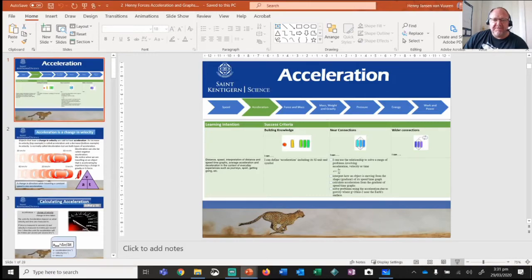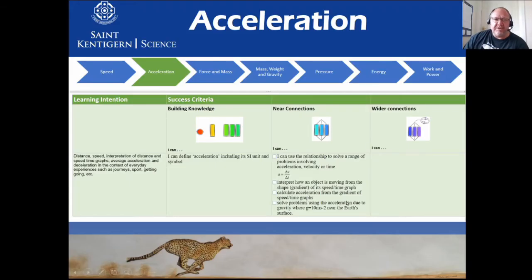So you will find these. I've broken down the PowerPoint for you on the OneDrive. You will find the different ones, and this one is regarding acceleration. Okay, so in this acceleration lesson, we're going to learn up to merit level. I can use the relationship to solve a range of problems involving acceleration, velocity, or time.